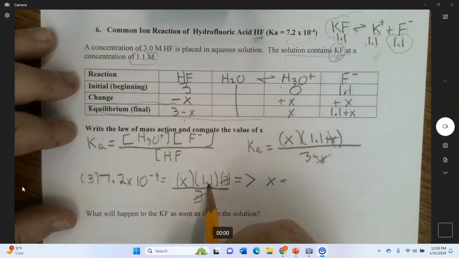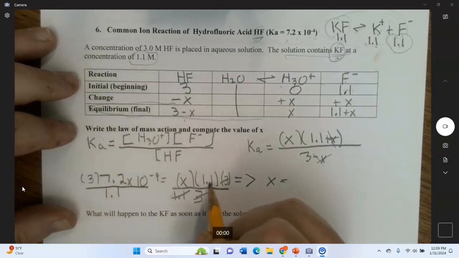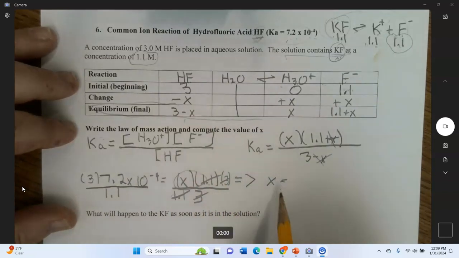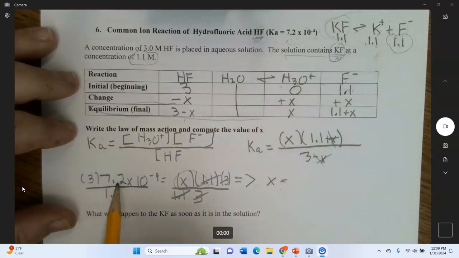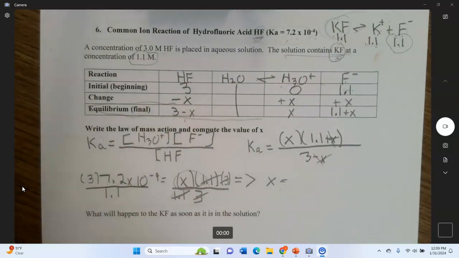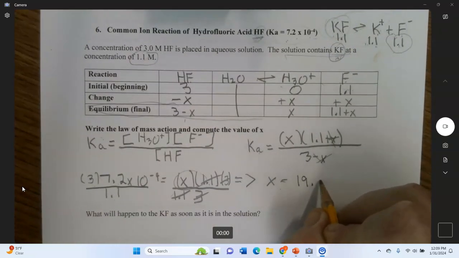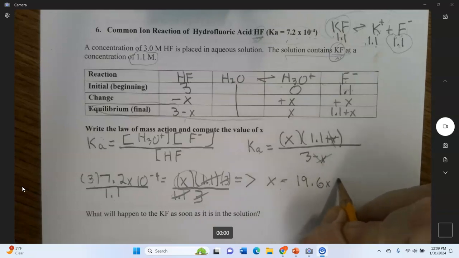Cancel, cancel, and divide both sides by 1.1. Cancel, cancel, so all I have left is the x. So x equals 3 times 7.2 divided by 1.1. And don't forget the 10 to the minus 4. So I'm just going to do 3 times 7.2 divided by 1.1. That gives us 19.6 times 10 to the minus 4.